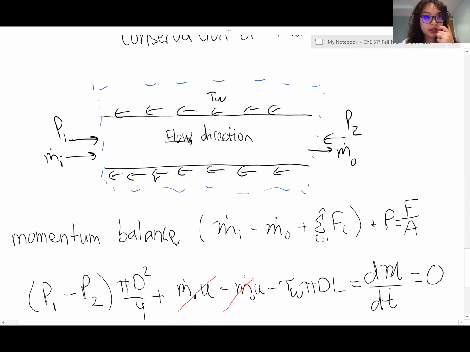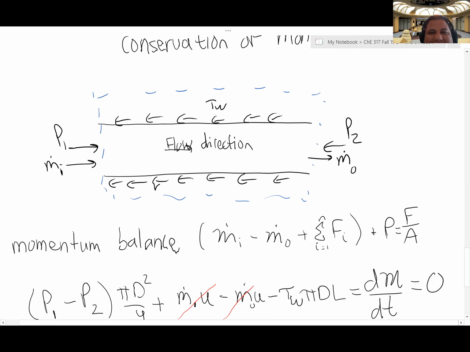I actually have a question, Dr. Lopez. Go ahead. So I understand how m dot in is a positive in the equation, and then m dot out, that's a negative. But how come P2 is negative when it's like going into the system, the same thing as P1? That's a very good question, and I was honestly expecting it.